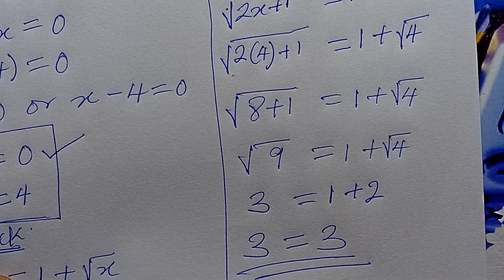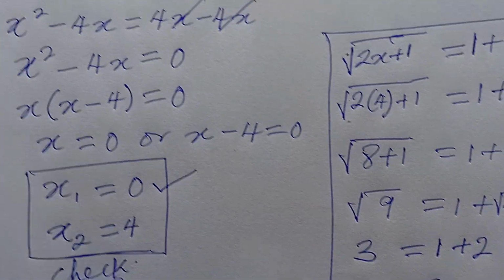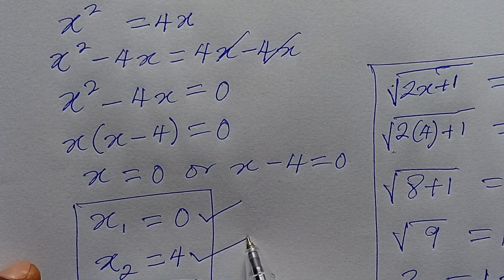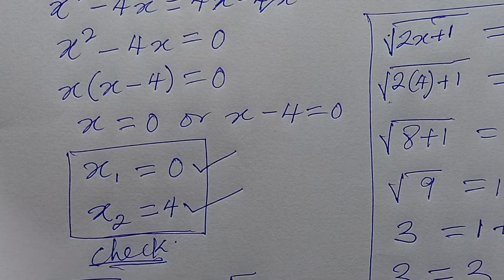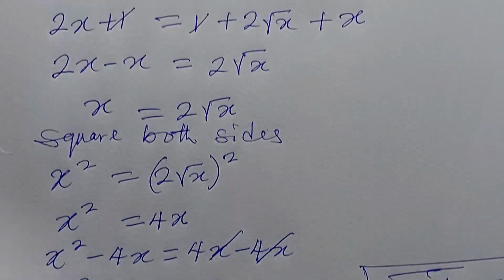So this shows that the root 4 we solved for also satisfies the original equation. So this is how you solve for radical equations of this kind.